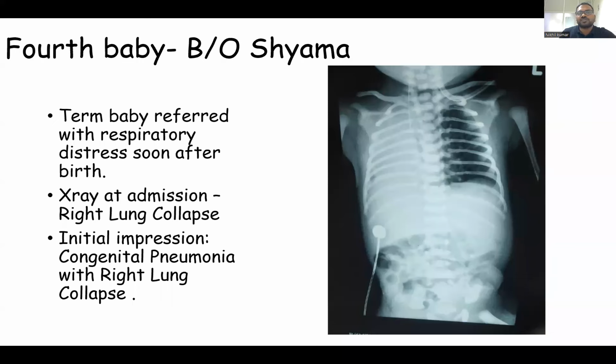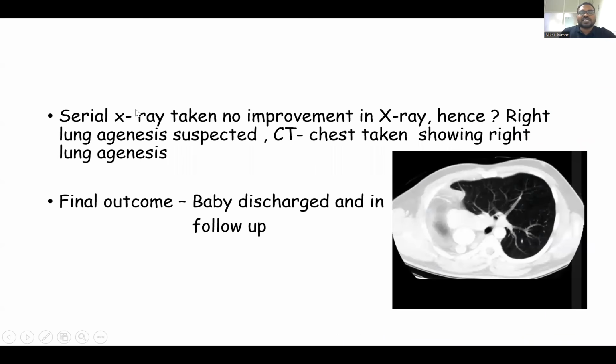Now coming to our fourth baby, baby of Swayama. The term baby was referred with respiratory distress soon after birth. X-ray at the time of admission showed right lung collapse. So our initial impression was congenital pneumonia with right lung collapse. But as the baby was not improving and serial X-rays showed no improvement, right lung agenesis was suspected and CT chest was advised.